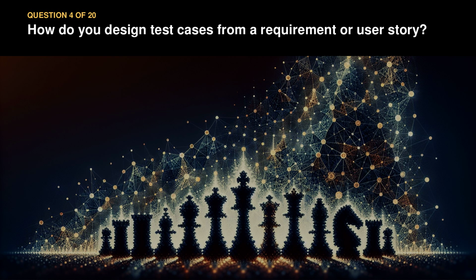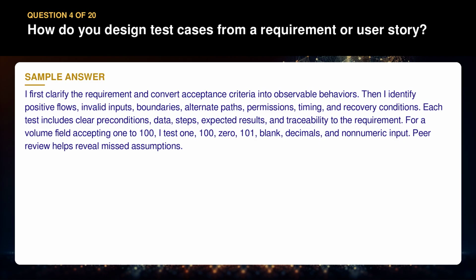Question 4. How do you design test cases from a requirement or user story? I first clarify the requirement and convert acceptance criteria into observable behaviors. Then I identify positive flows, invalid inputs, boundaries, alternate paths, permissions, timing, and recovery conditions. Each test includes clear preconditions, data, steps, expected results, and traceability to the requirement.